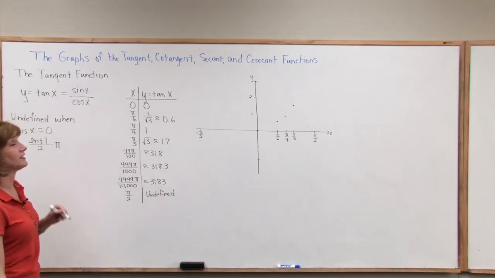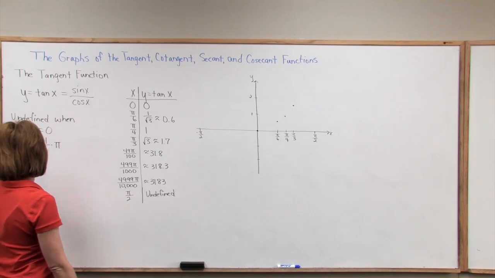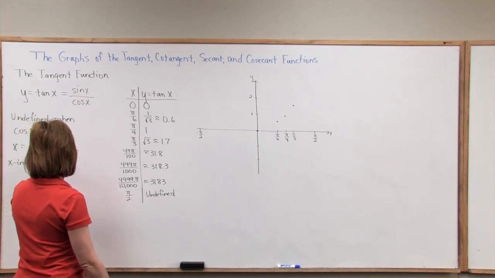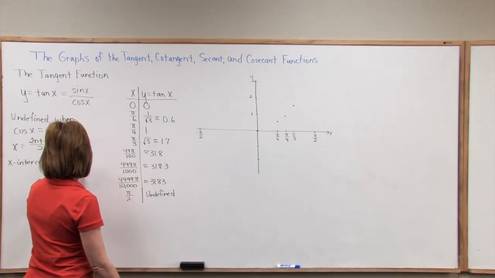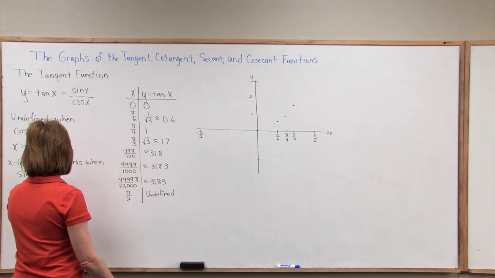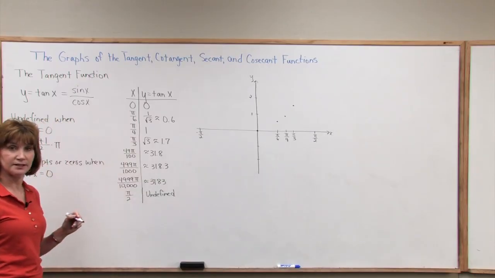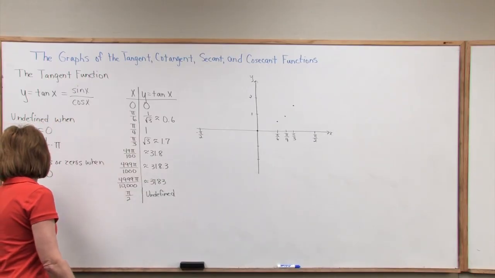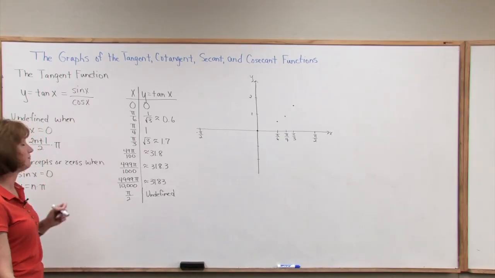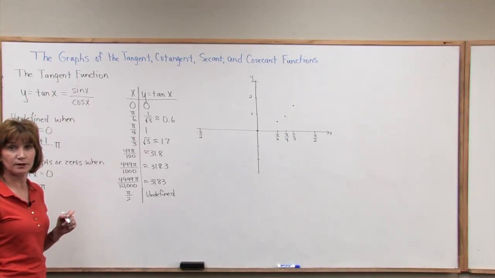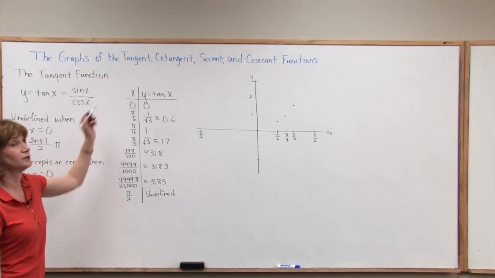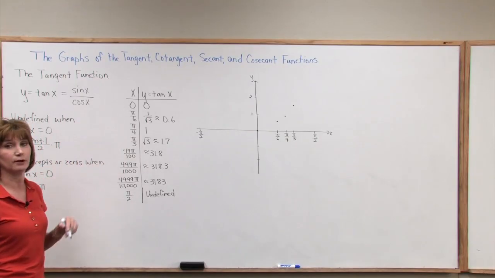Next, the tangent function will be equal to 0, or the x-intercepts, when the sine function is equal to 0. Let's see when that happens. Well, the sine is equal to 0 when x is equal to n times pi. And again, in both of these cases, n is any integer. So that means that the zeros or x-intercepts will occur at 0, pi, 2 pi, negative pi, and so on. So you can see in my table I've got the value of 0, 0.